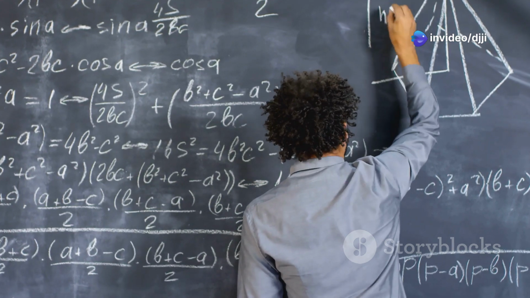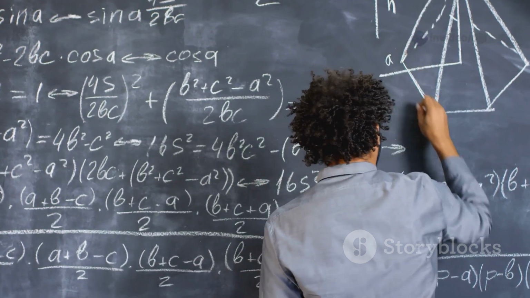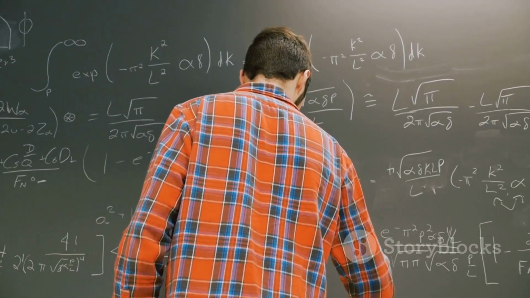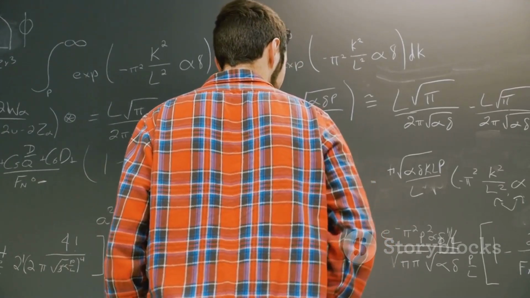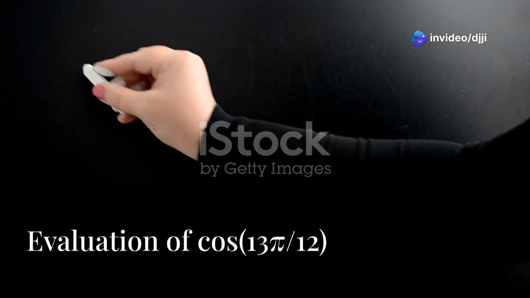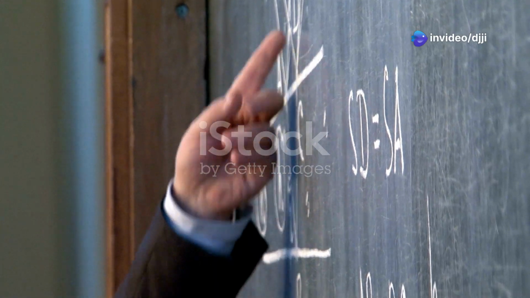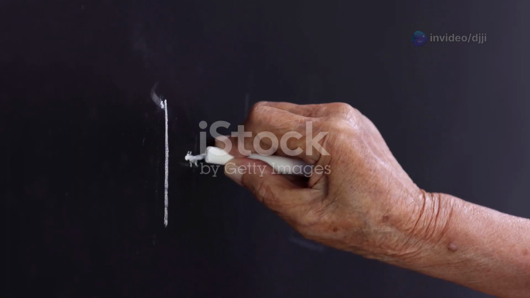Cosine of 13 pi over 12 equals cosine of pi plus pi over 12, which is cosine of pi times cosine of pi over 12 minus sine of pi times sine of pi over 12. Now let's evaluate. Cosine of pi is -1. Sine of pi is 0.